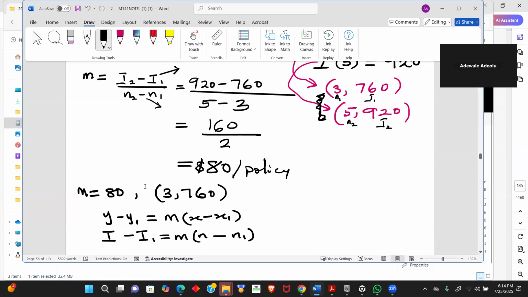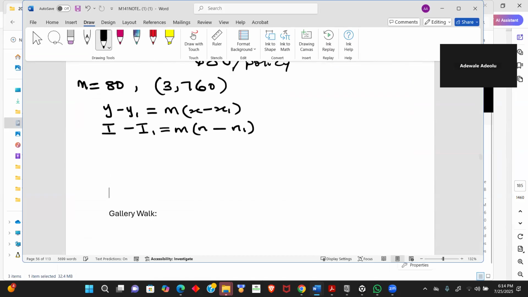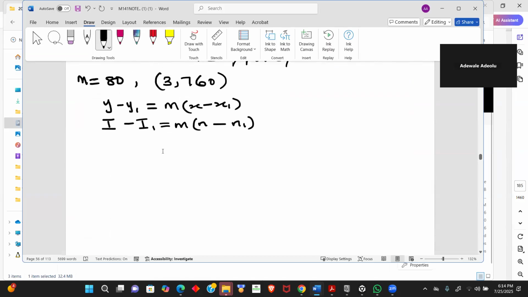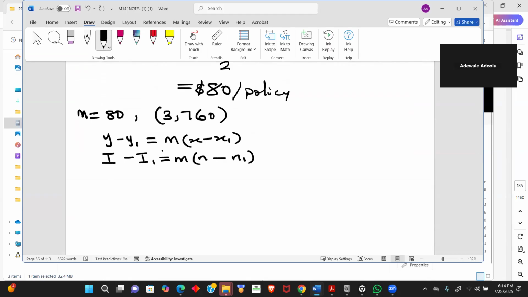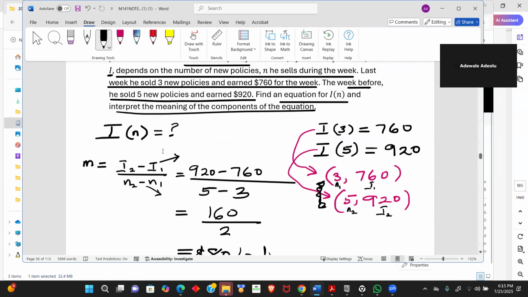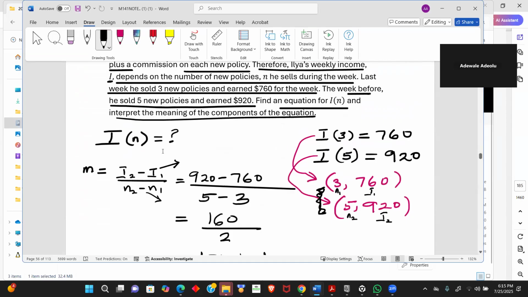Is that true? There is nothing fancy here. Just know your input, just know your output. That's all. So that is I minus I1, in this case, this is my I1 and this is N1. So 760 equals m, 80, into N minus N1, which is 3. So that is the equation in slope point form. I don't need to do anything to that.